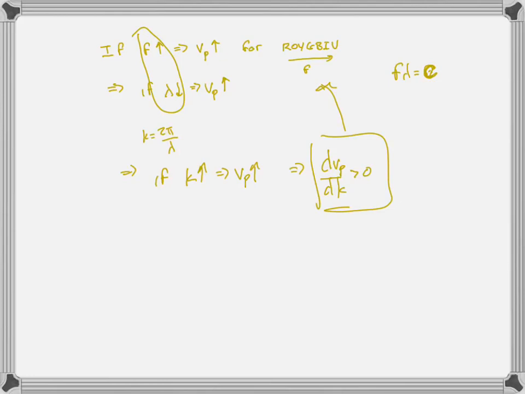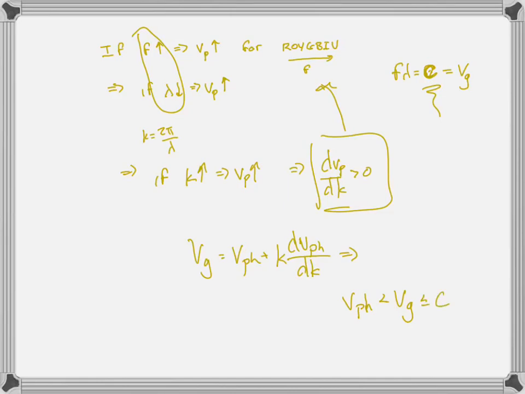What I implied but didn't say is that the velocity of the light itself is the group velocity. The velocity of the photon, or of the wave packet, is the group velocity. Since the group velocity is the phase velocity plus k dV phase dk, the phase velocity must be less than the group velocity. And the group velocity for light is c, or no bigger than c, so the phase velocity is less than or equal to c. But that's for what's called normal dispersion.